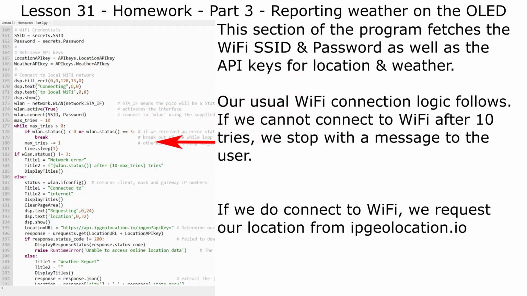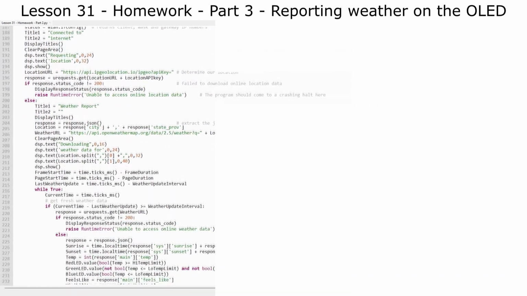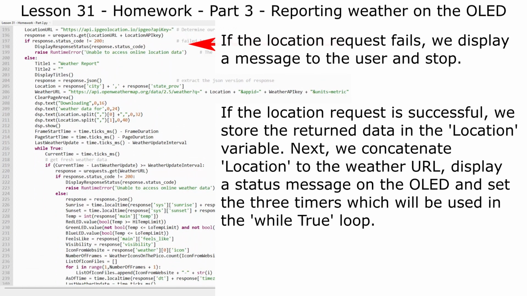If we cannot connect to Wi-Fi after 10 tries, we stop with a message to the user. If we do connect to Wi-Fi, we request our current location from ipgeolocation.io. If the location request fails, we display a message to the user and stop. If the location request is successful, we store the return data in the location variable.